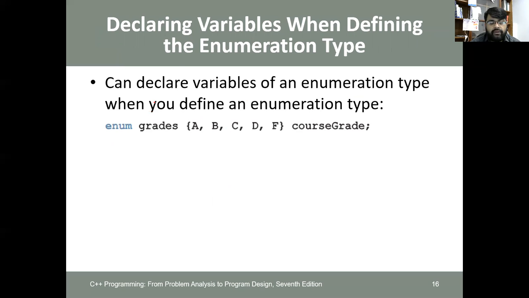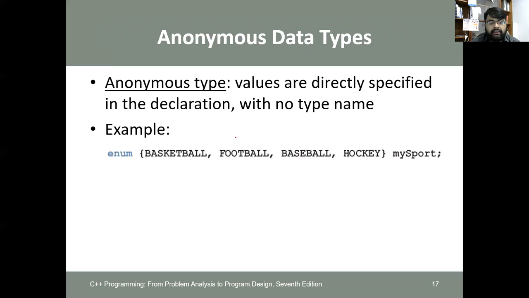So you can declare the variables of an enumeration type when you define the enumeration type. For example, we can say enum grades A, B, C, D, F. So that's the way you define the enum type. And right here you can declare the variable as well. Otherwise, you can basically use grades, course grade, the traditional way to declare your variable course grade. So the other way is also acceptable.